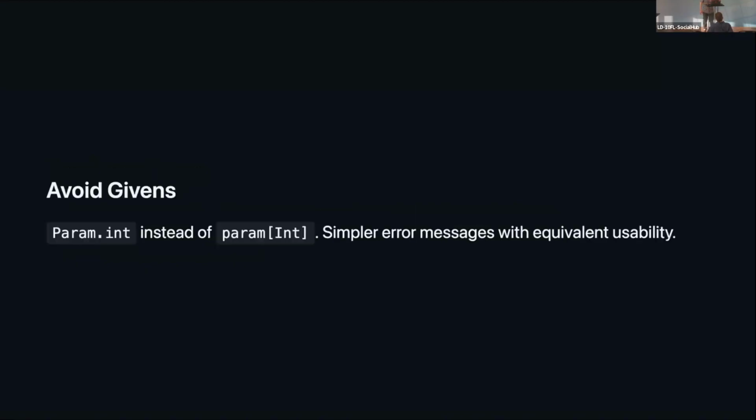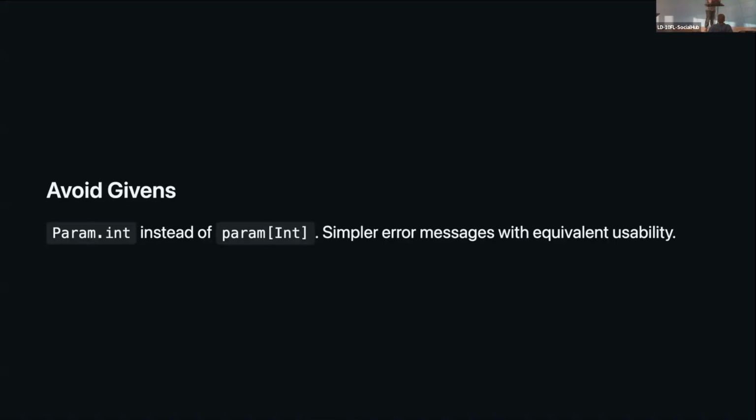Another thing is just avoiding givens, implicits where they don't really need to be. So for example, you want to pull an integer out of a path, you have a parameter .int in crop. It's just a normal value. It just works the way normal values do. You want to do the same in Tapir. Well, you have an implicit value here under the hood, which is doing some decoding.